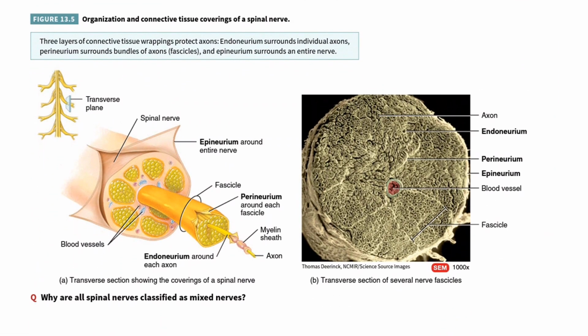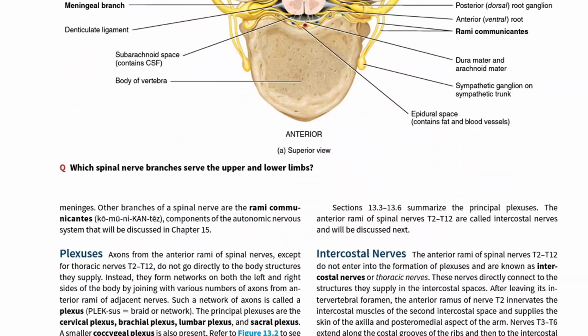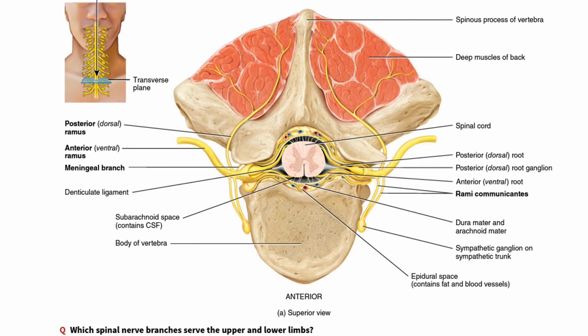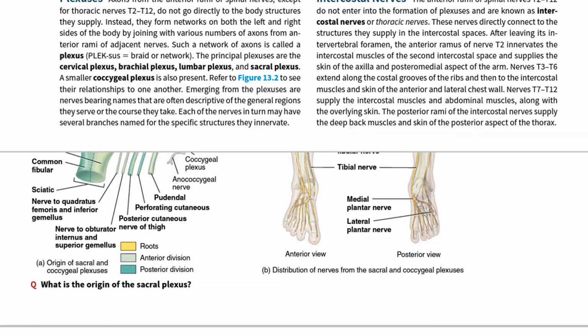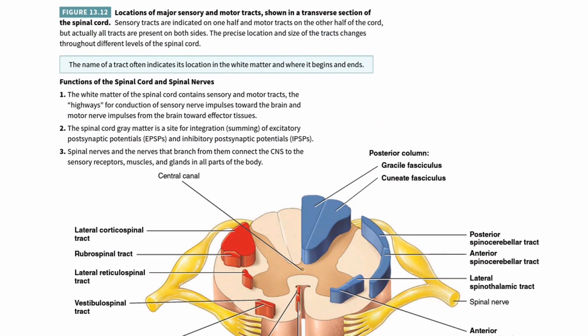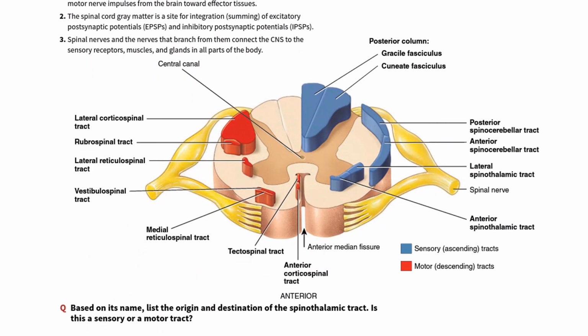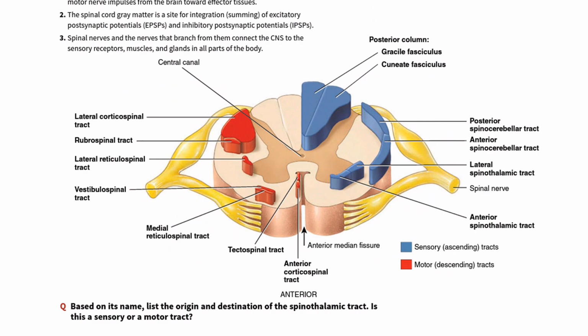Now in this figure you can see the spinal cord's spinal nerve. They have cut one vertebra, and in the center you can see the spinal cord, and from the spinal cord how the spinal nerve is arising. Now in this figure, all the tracts, sensory and motor tracts of the spinal cord are shown.